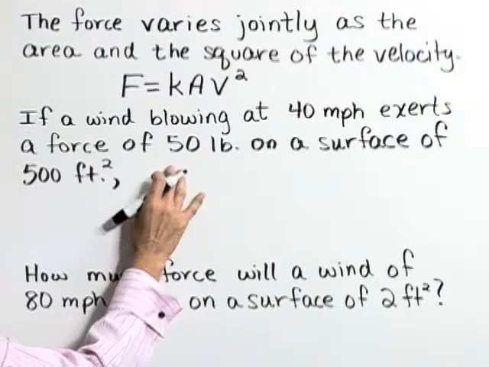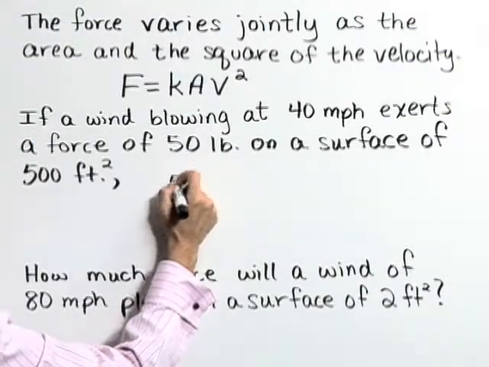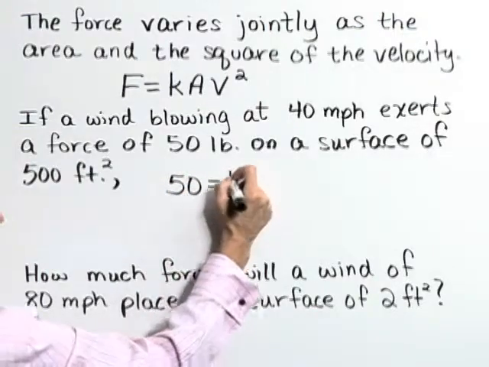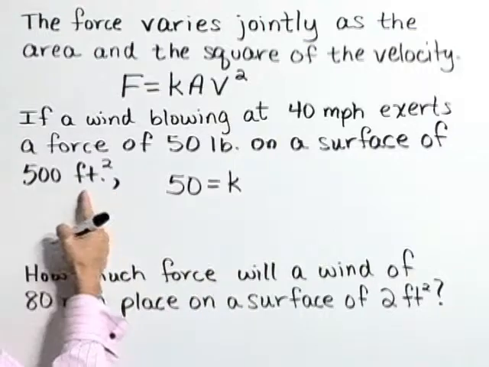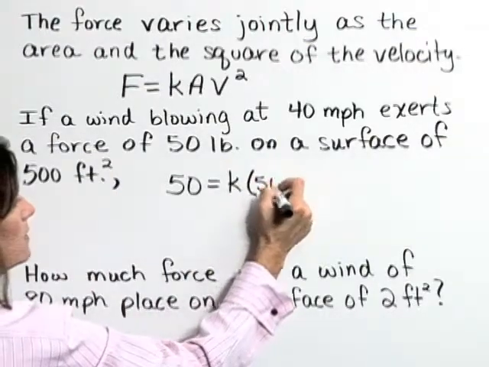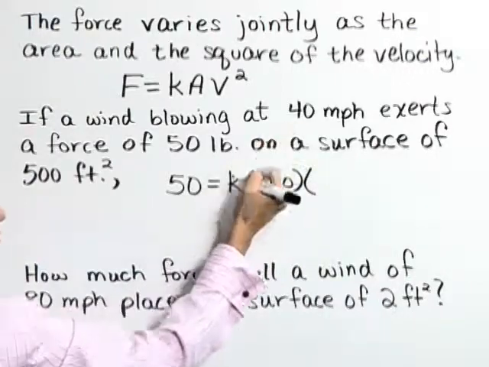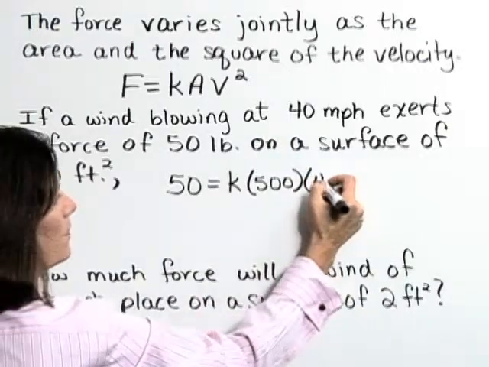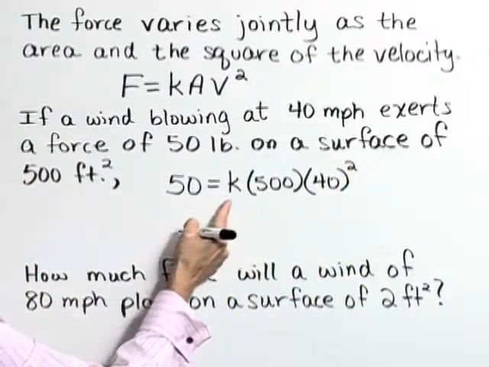We're given that the force is 50 pounds. Substitute that for F. 50 is equal to K times an area of 500 square feet times a velocity of 40 miles per hour. So that becomes 40 squared. Let's solve for K.